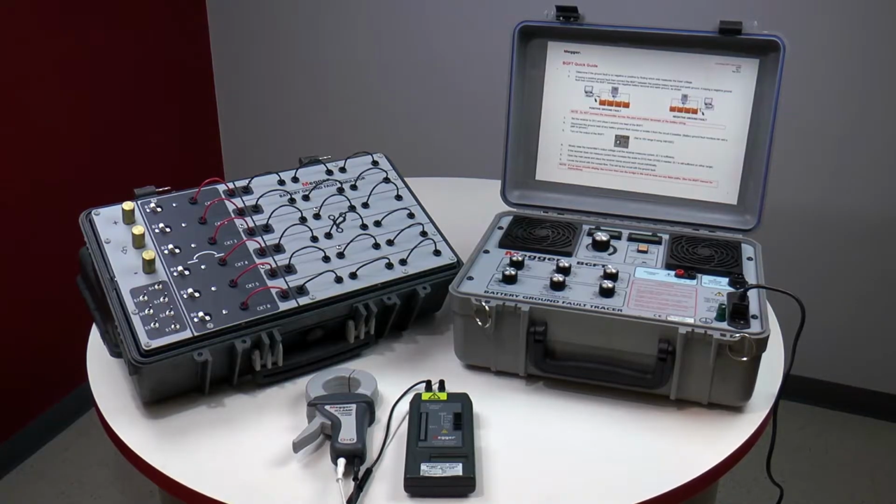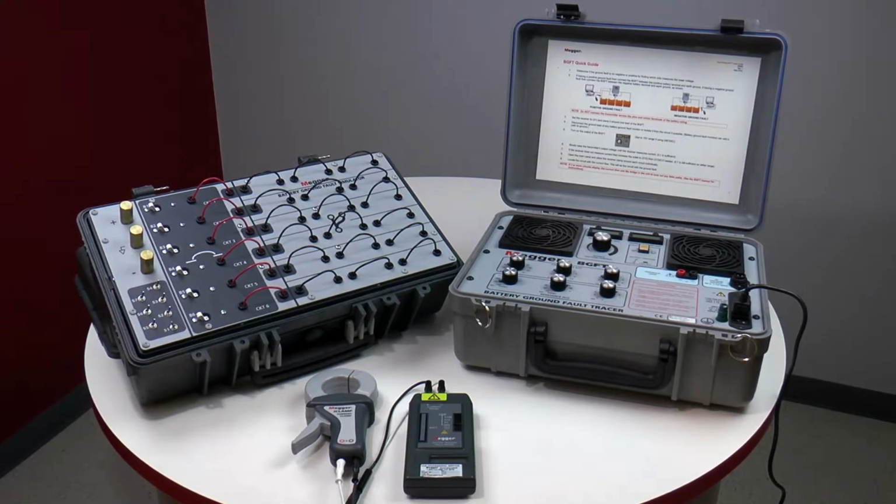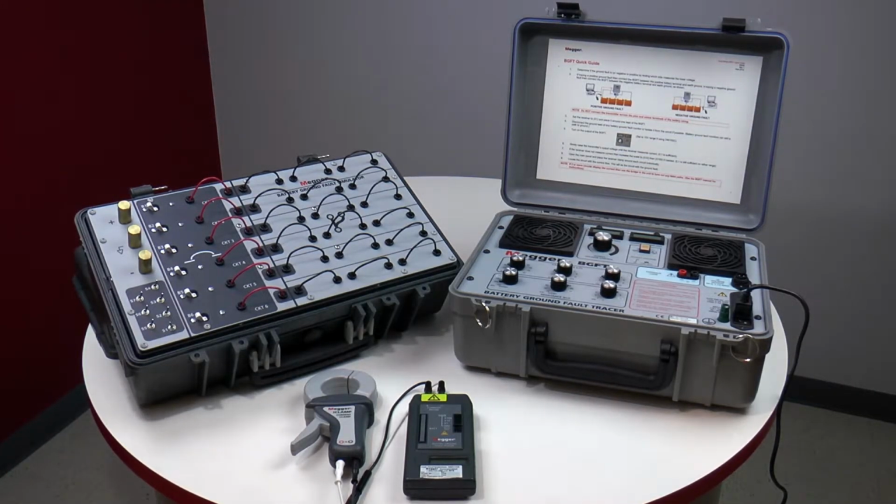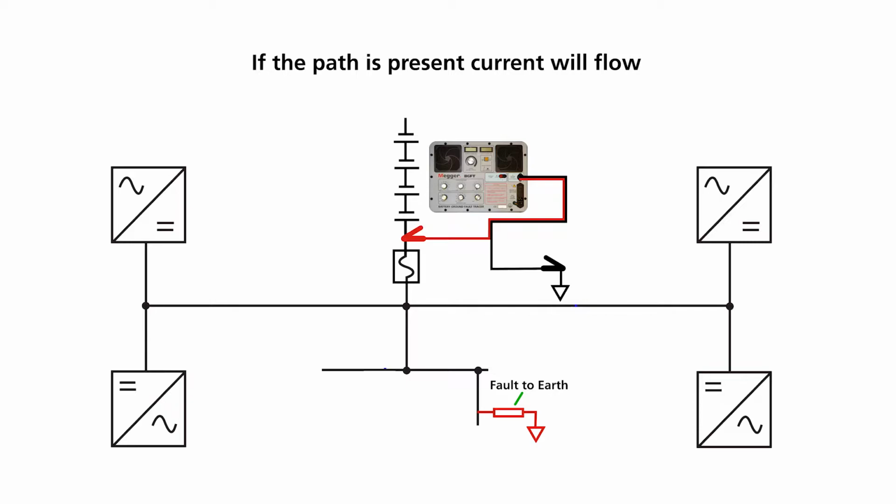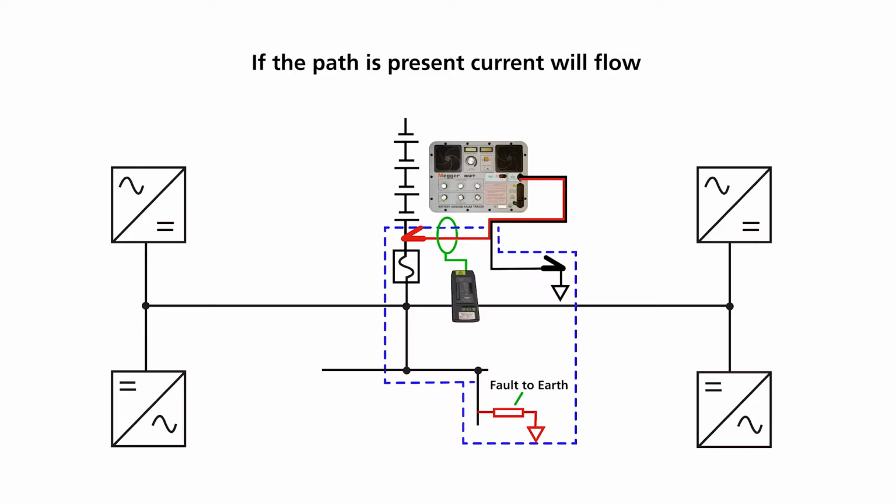In this video, we will learn how to characterize and trace a battery ground fault. When tracing a ground fault, a low-frequency AC signal is injected between the side of the battery string that has the ground fault and earth. The path of the low-frequency AC signal is then traced. Before tracing the signal, we will first characterize it.